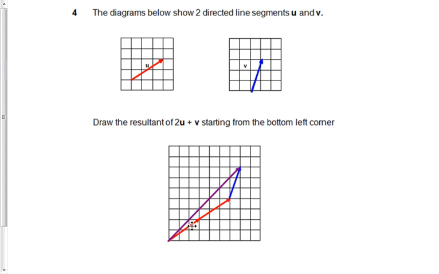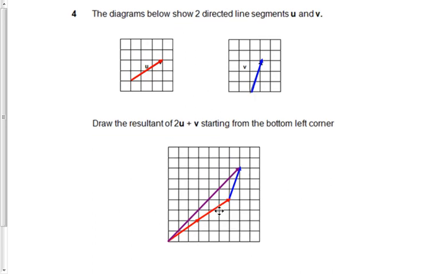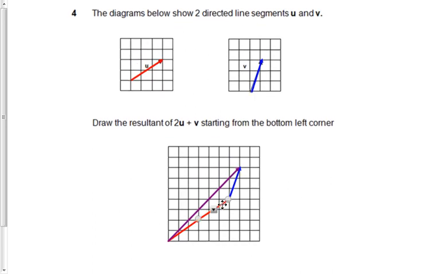Now, it is important to note that you can draw these in any order. For example, if I were to instead have drawn U, then V, then U again, it still goes to the same place. The resultant will always end up in the same place regardless of the order we do these in.